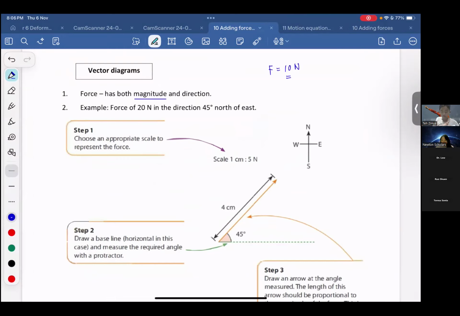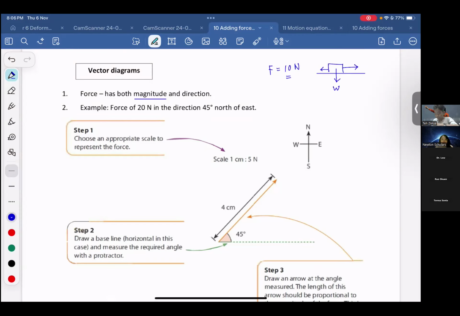And then direction. So for the force, do we need to consider the direction? Yes. To the left or to the right, the effect will be different. And weight is also one type of force, which is pointing downward. So force actually is a vector quantity. So vector diagram is not only for force, it can be other vectors also. But here we're using force as our example for our vector diagram.